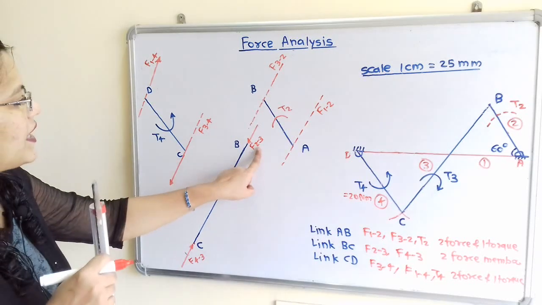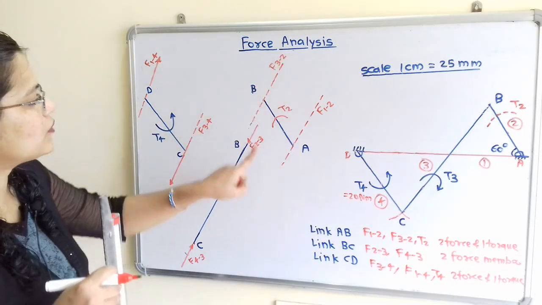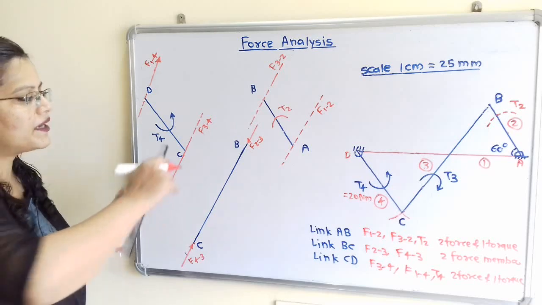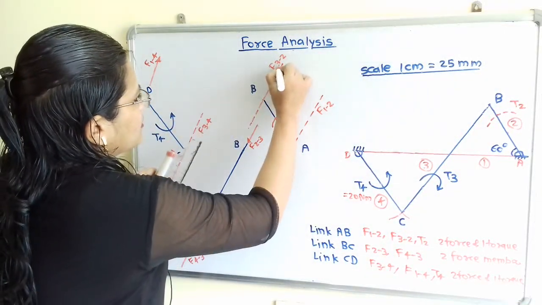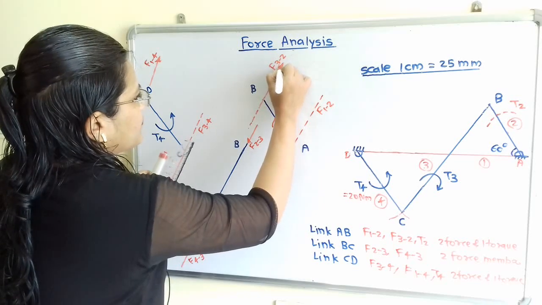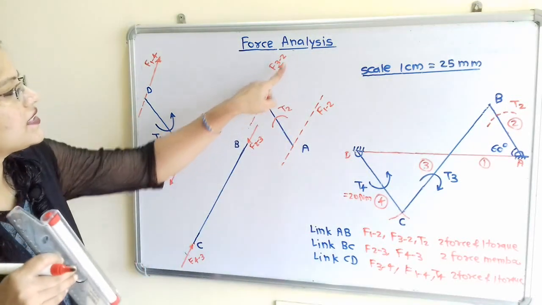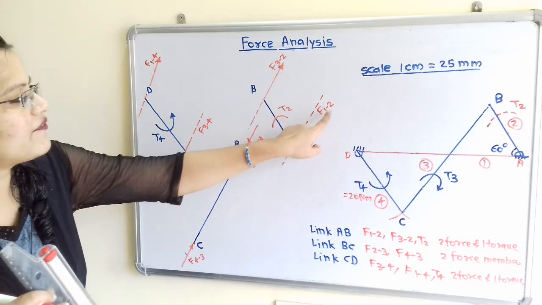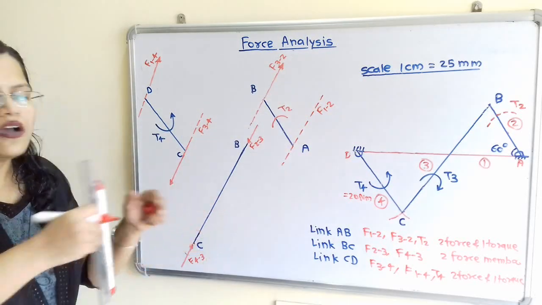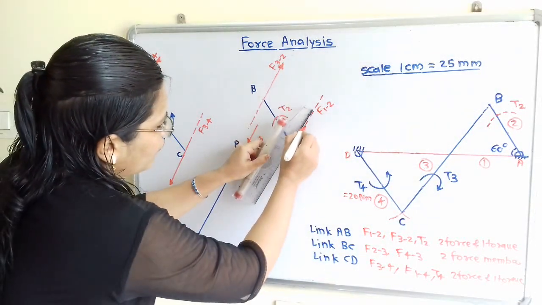In the same way, F of 2 to 3 and F of 3 to 2 are equal in magnitude but opposite in direction. So I have to show here the direction in the upward direction. Now this is in the upward direction, that is F of 3 to 2. So the opposite force F of 1 to 2 should be in the opposite direction, that is in the downward direction.